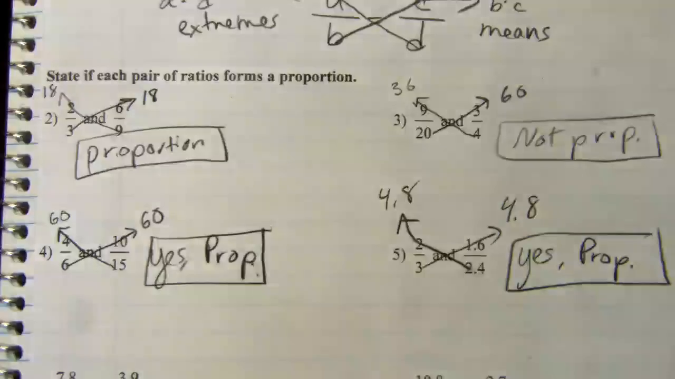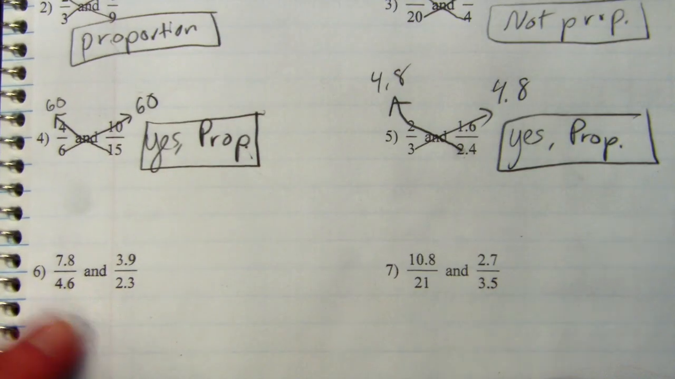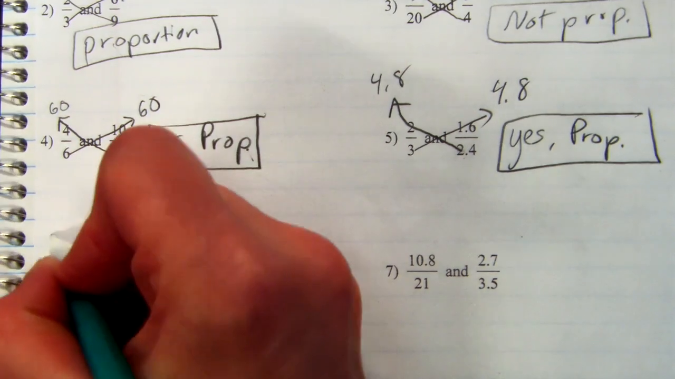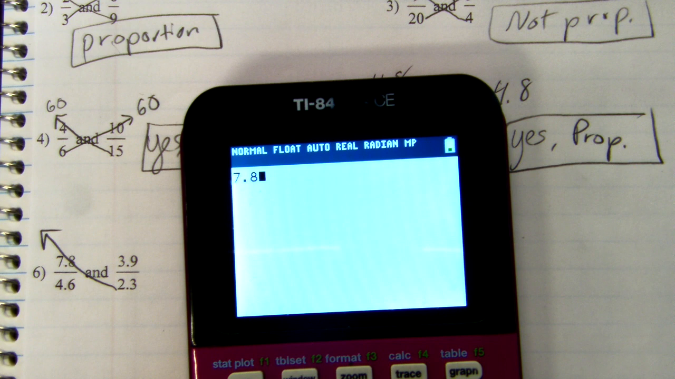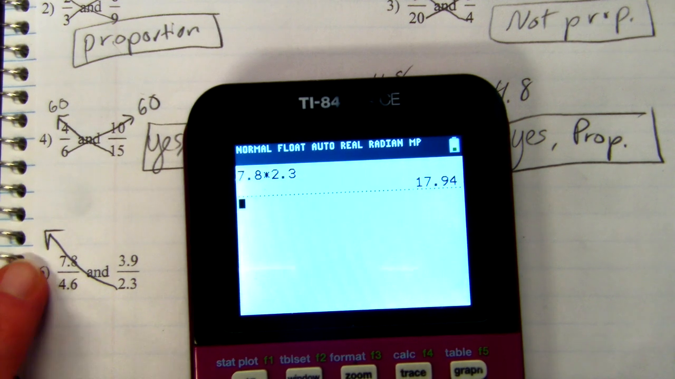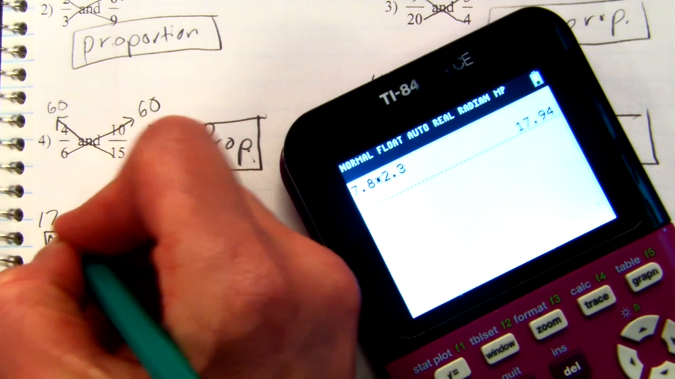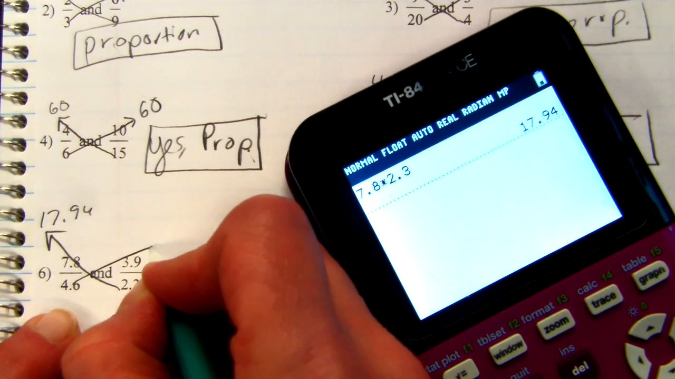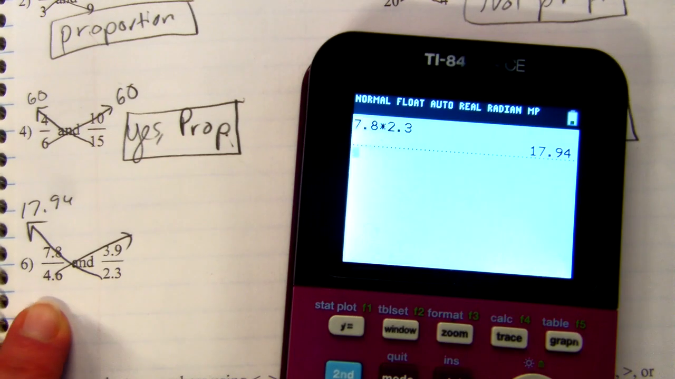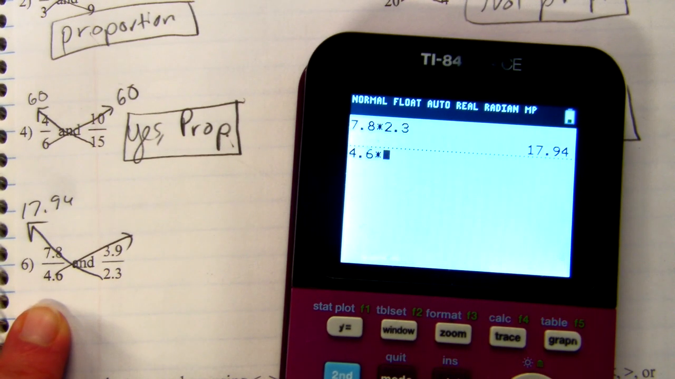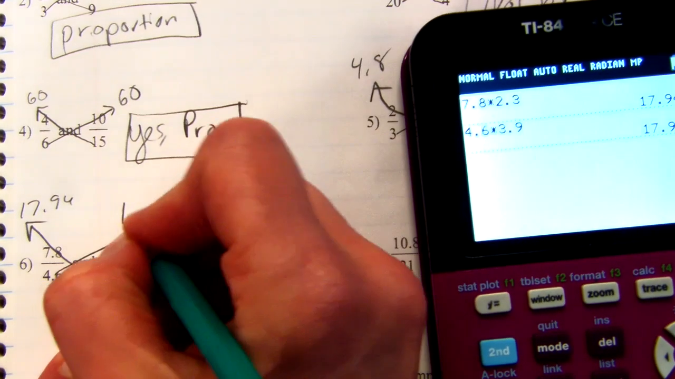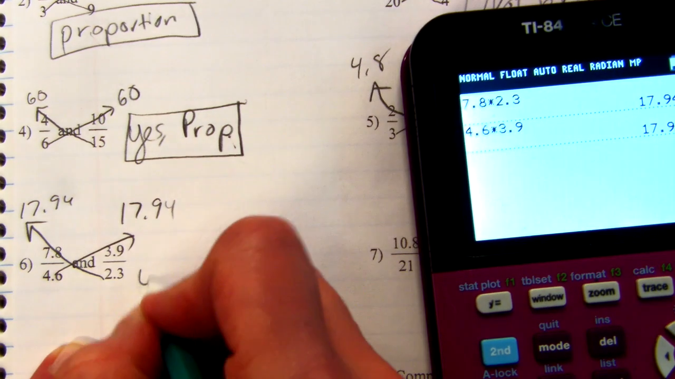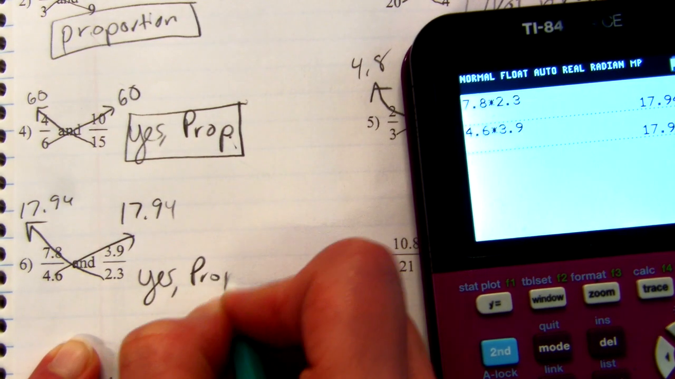So yes, we could multiply them out by hand, but to save some time, we're not going to, especially these where they're both decimals. So 7.8 times 2.3. So I'm going to make sure and write down the numbers that I get. That's how I can show my work here. And then 4.6 times 3.9 is also 17.94. So that one is going to be a proportion.